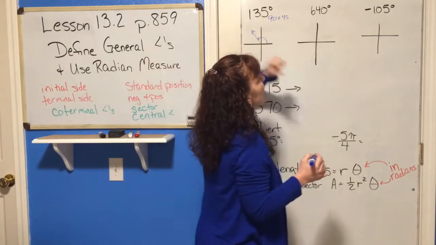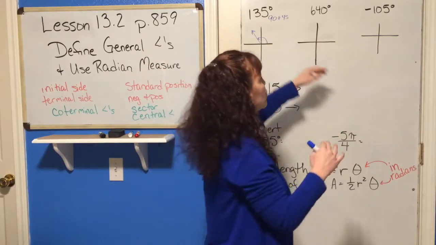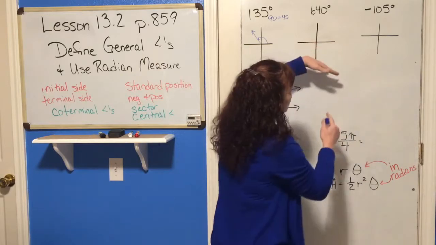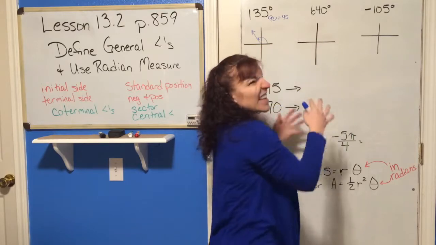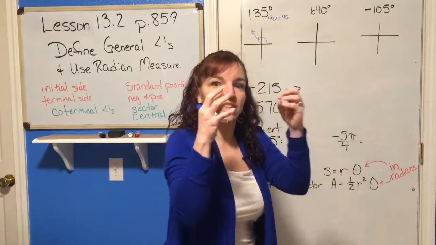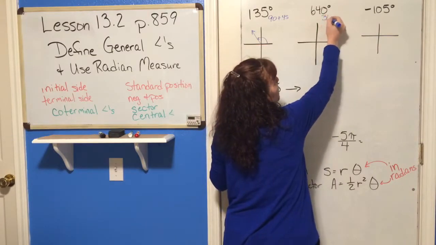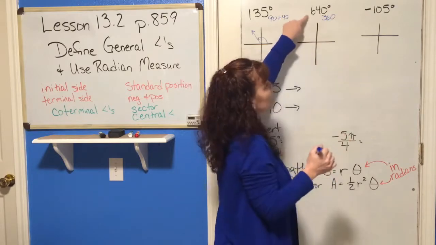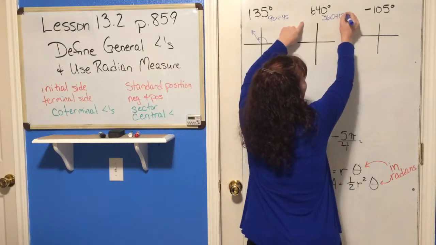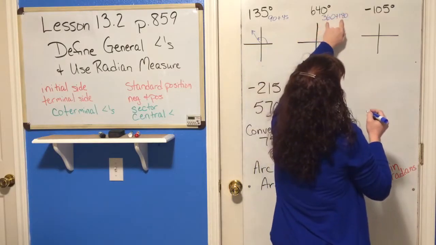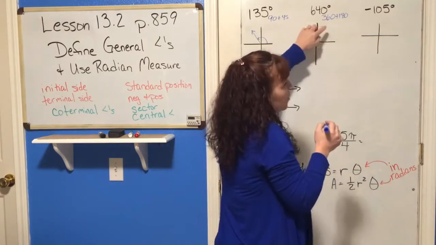Now, what if you have something that is 640 degrees? Well, you start with your initial side, and then your terminal side is going to have to just keep opening and opening and opening. It's kind of like counting money, where you count the dollars first and the quarters next and then the dimes. So we're going to count a whole circle as 360 degrees, and we're going to have a whole 360 degrees inside this 640. Then we're going to have another 180. What would that be? 540. So we need another 100.